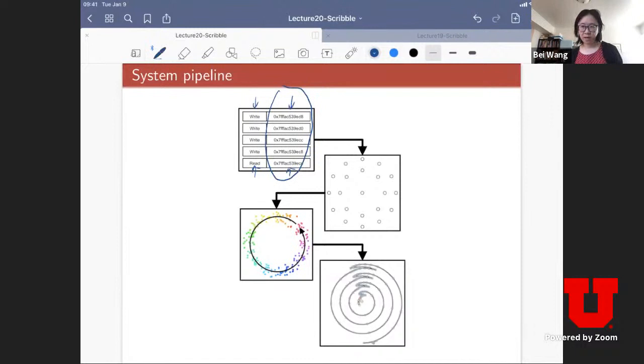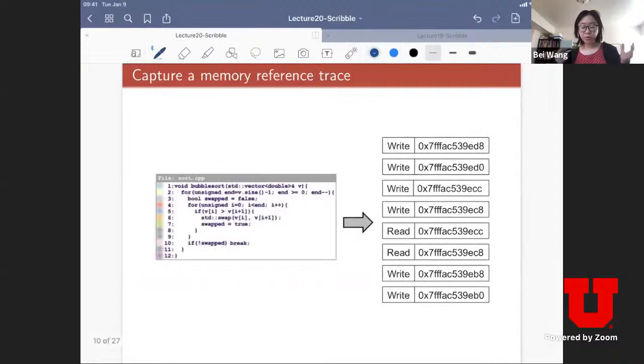And I have a way to convert this linear sequence of memory access into a point cloud by doing something called tokens embedding. Once I embed it into a point cloud, I can run persistent homology to detect the most dominant circle in that point cloud. Then I map that back into a visualization of my memory reference. So that's what you get. But to answer your question, how do I do this?